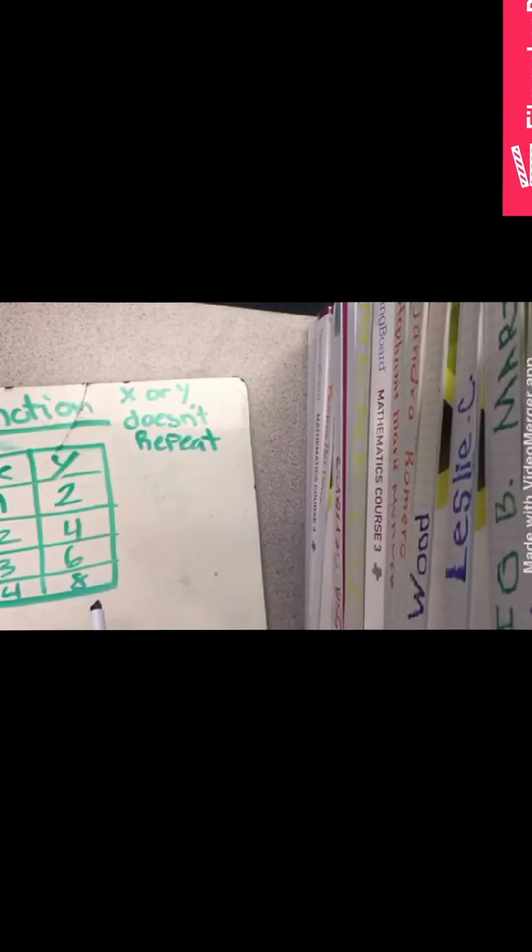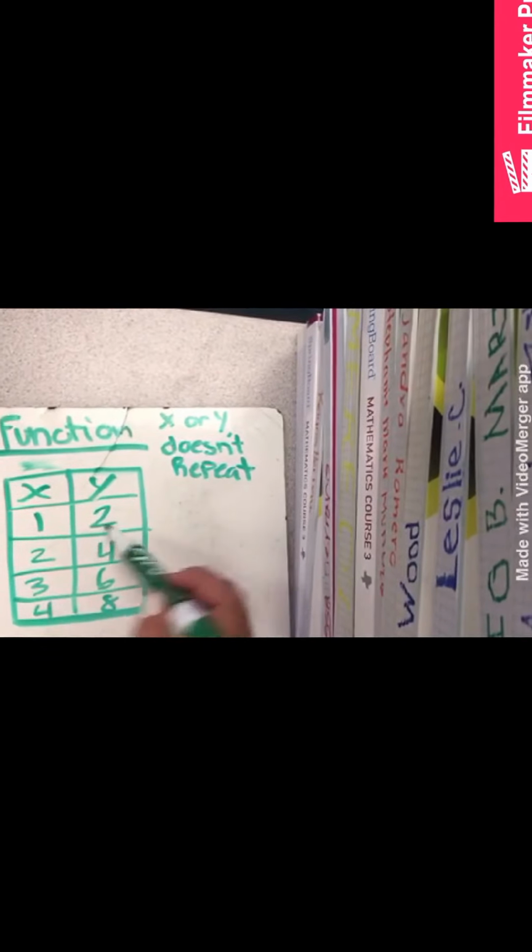For example, a table where this is x, this is y, and then this is 1, 2, 2, 4, 3, 6, and then 4 and 8. None of them repeat, so it is a function.